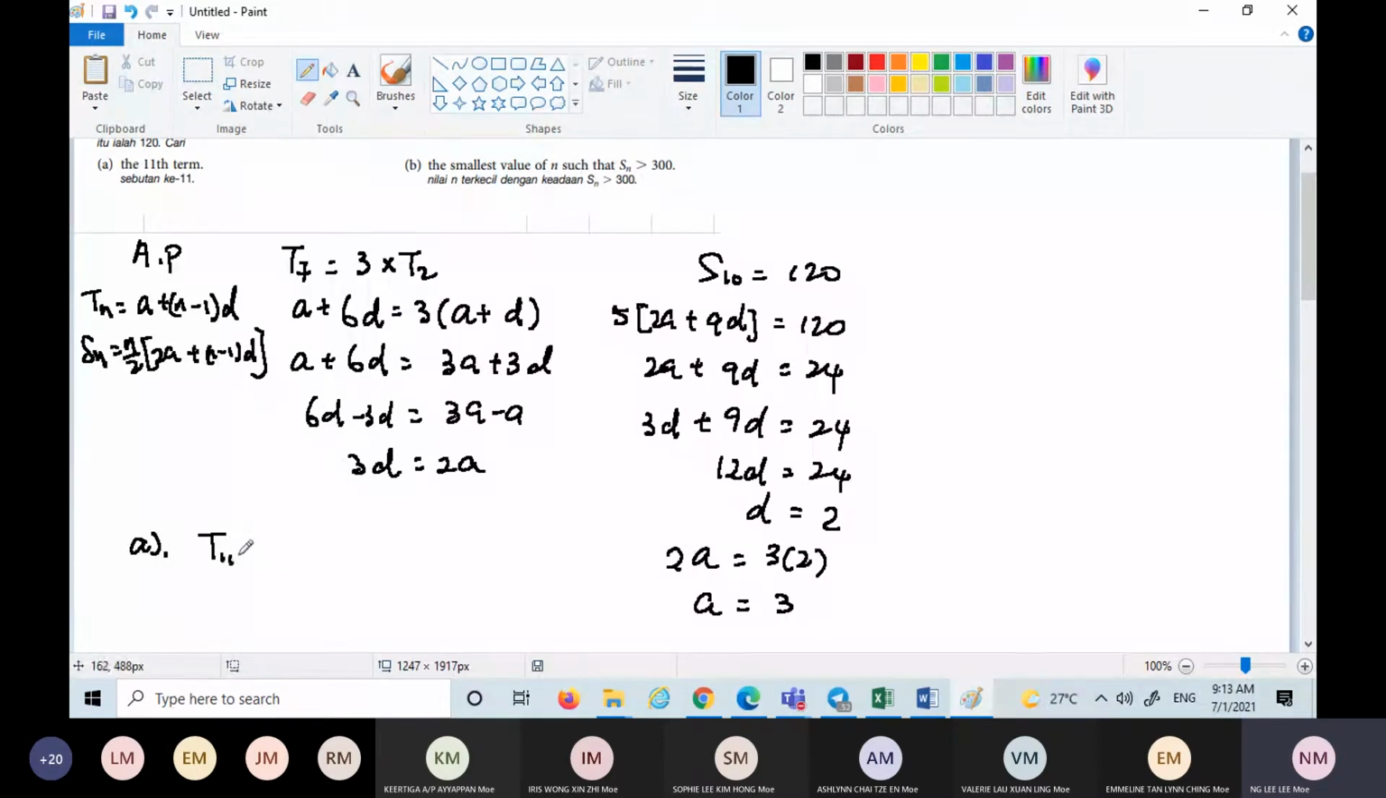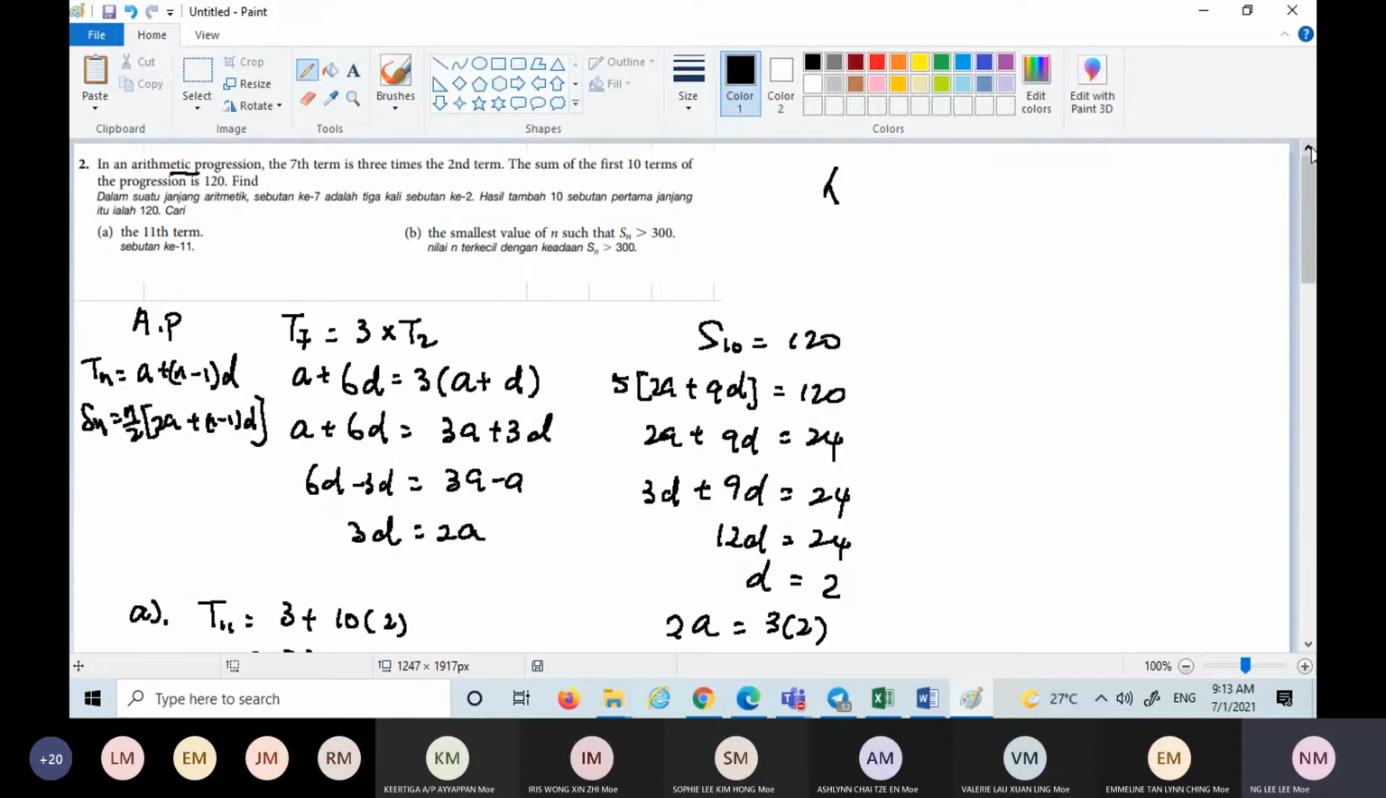So this is part A, T11. Use the formula. A is 3, n minus 1 is 10, D is 2. So the answer is 23. This is part A.